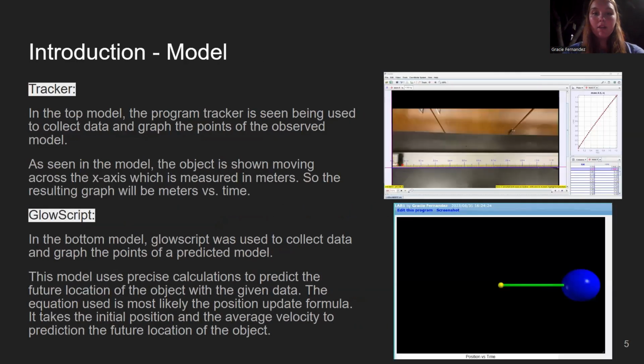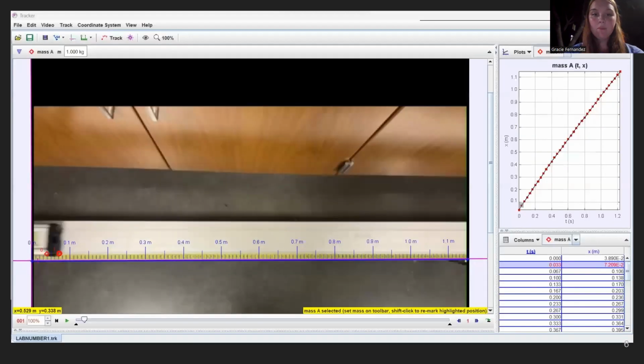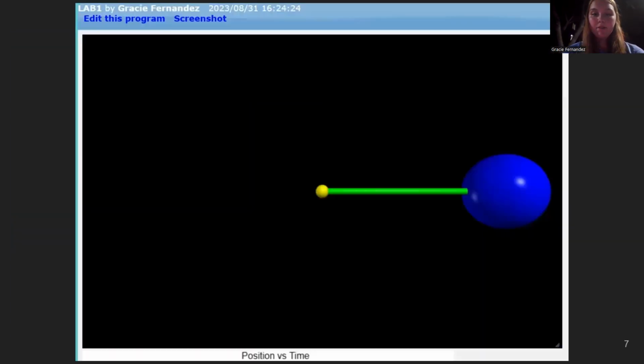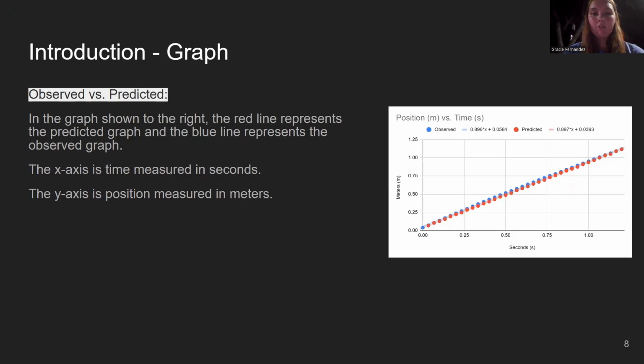In the top model on the right, the program Tracker is seen being used to collect data and graph points as the object moves across the x-axis. In the second model, GlowScript is seen doing the same thing with the predicted data. In the graph shown to the right, the red line represents the predicted graph, and the blue line represents the observed graph. The x-axis is time measured in seconds, and the y-axis is position measured in meters.